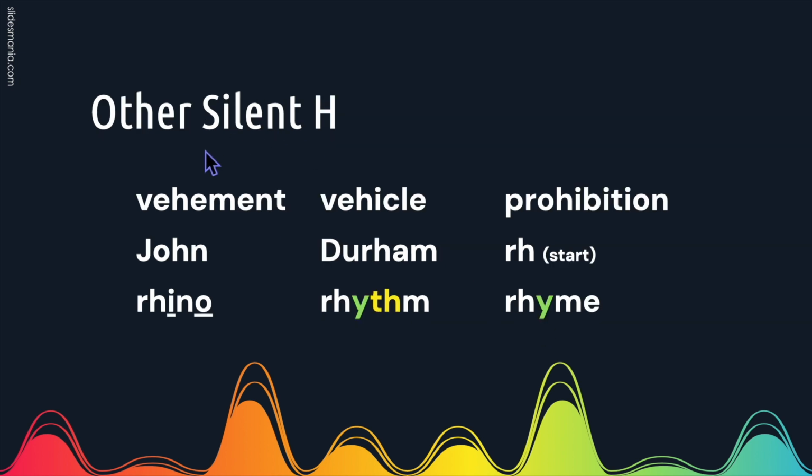There are some other words where H is silent in the middle, such as vehement, vehicle, and prohibition. Note that the root prohibit has the H pronounced, but once you add the shun, the H sound disappears. There are some names where the H is silent, John and Durham. If a word starts with RH, the H will be silent, like in rhino and rhythm. Note that Y in the middle of a syllable has a short I sound, and this TH uses the second sound of TH, so the word is rhythm. And rhyme. This E makes the Y take on a long I sound.